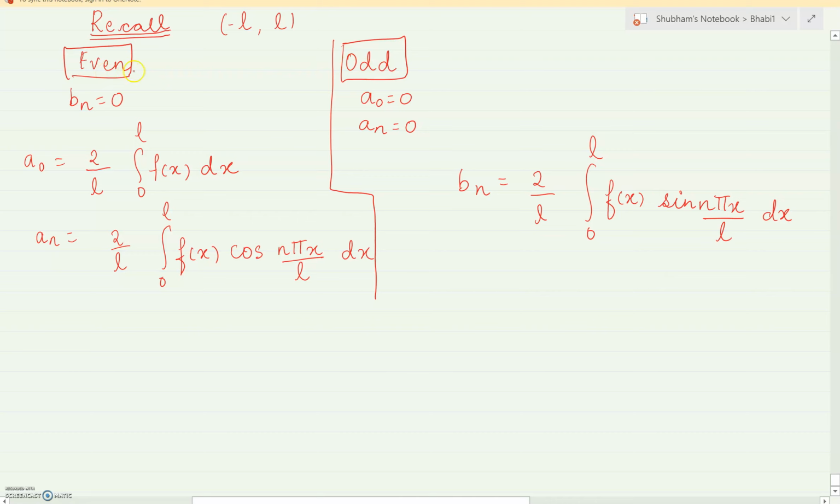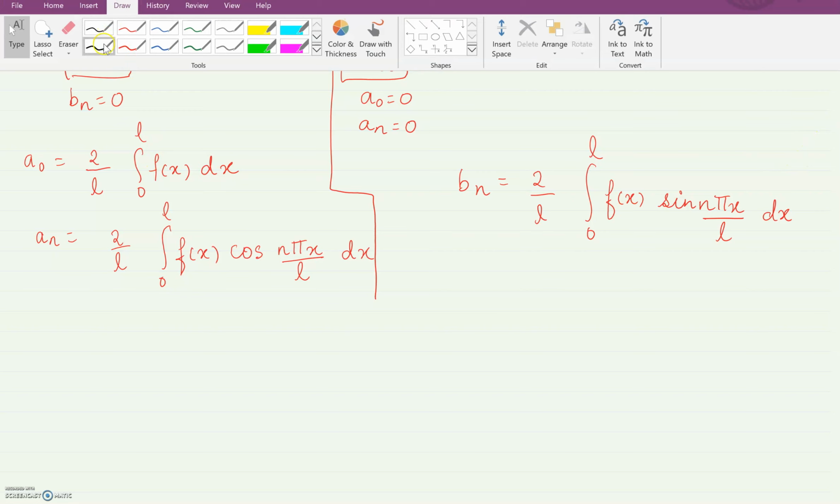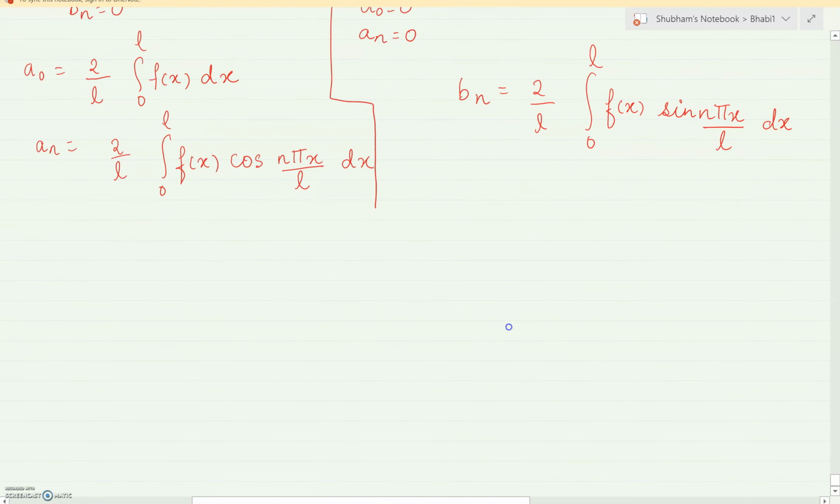If the function is even, then for the Fourier series, the coefficient bn becomes 0. A0, the formula is 2 by L, 0 to L, f of x dx, and an formula is 2 by L, 0 to L, f of x cos n pi x by L dx. Same concept we have taken for minus pi to pi. For odd, a0 and an are 0. Only we need to find this bn. You can pause the video and write the formula in your notebooks. I hope you have written the formula.